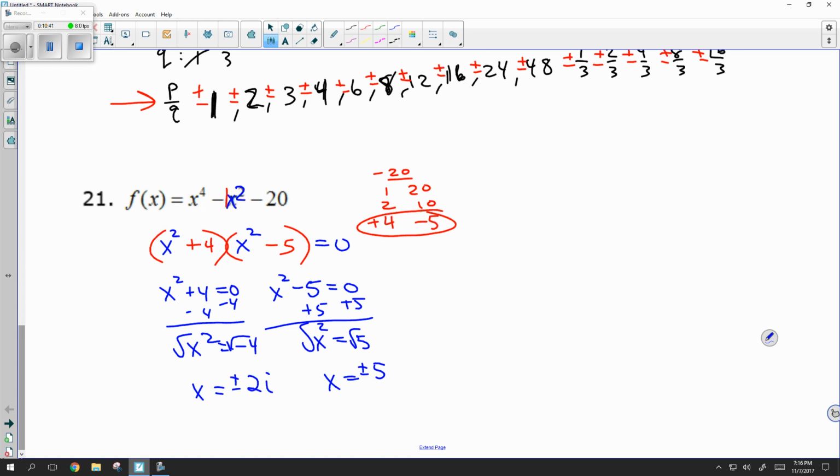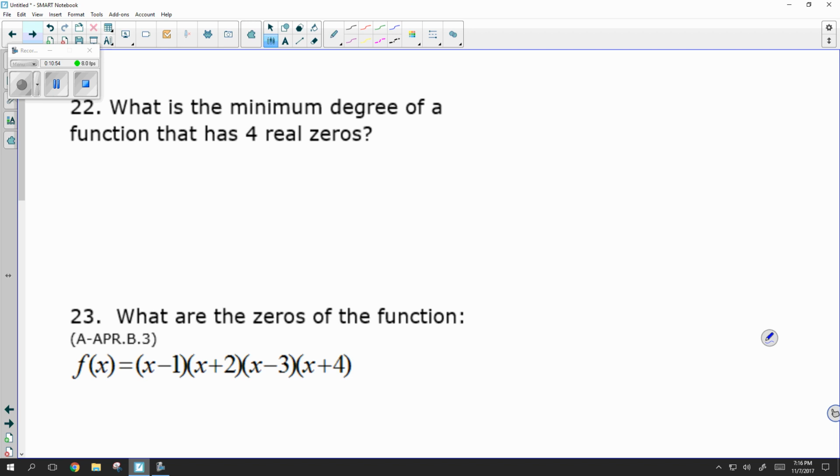If the question says find all zeros, then we would write all 4 of these. But if it only says the real zeros, then we would only focus on this one. But if it's all zeros, we would list all 4. It says, what's the minimum degree of a function that has 4 real zeros? Well, if it has 4 real zeros, that means that it has to at least say x to the 4th.